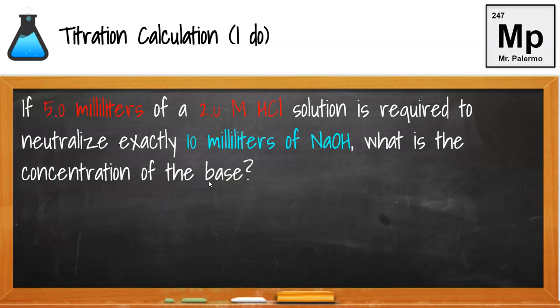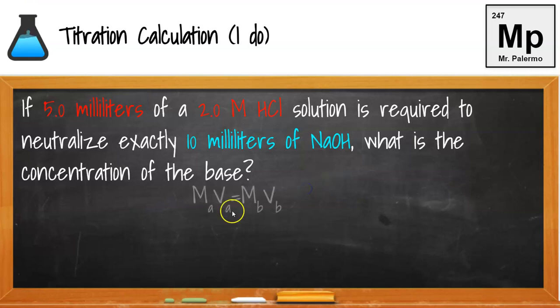If 5 milliliters of a 2 molar HCl solution is required to neutralize exactly 10 milliliters of NaOH, what is the concentration of the base that was used? So in this case, instead of solving for the concentration of acid, we're solving for the concentration of base that was used. So the titration formula allows us to solve for either the concentration of the acid or the base, depending which one is unknown, and we can also solve for how much volume was used.